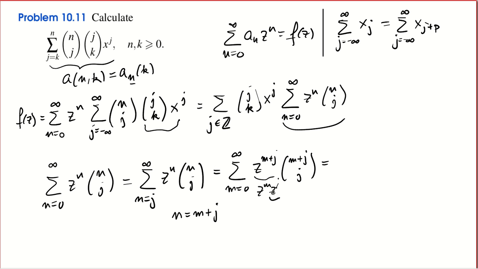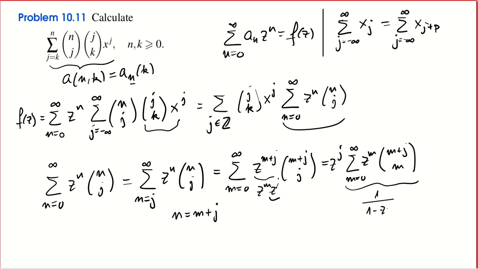And z^j does not depend on m, so it factors out from the sum like this, and we have the sum from 0 to infinity, z^m, and here we have m plus j over j, or over m. Doesn't matter, it's the same. This is the same combinatorial number because the sum of these two is equal to this one here. This is the duality property of these combinatorial numbers. But this is a sum that we now recognize. This is the sum of 1 over 1 minus z to the power j plus 1. So we have transformed this, and there's no longer a sum. So we have z^j over 1 minus z to the j plus 1.